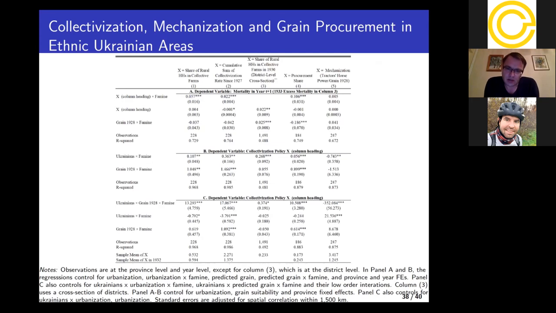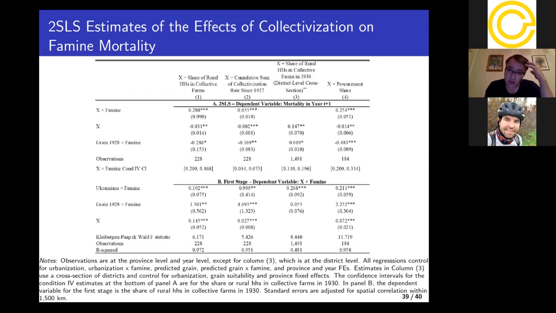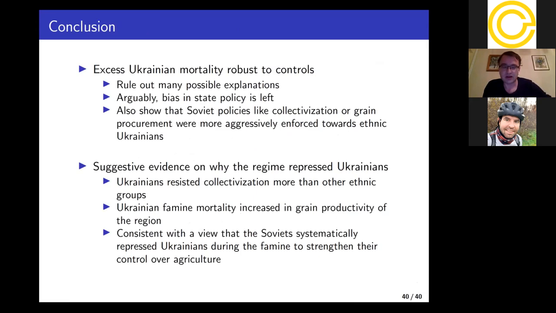So taken together, this table and the previous table tell you that ethnic Ukrainians suffered high mortality during the famine. Their famine mortality was increasing in grain production, and they were subject to more heavily implemented collectivization and procurement policy during the famine. So here I should probably stop and leave time for questions.